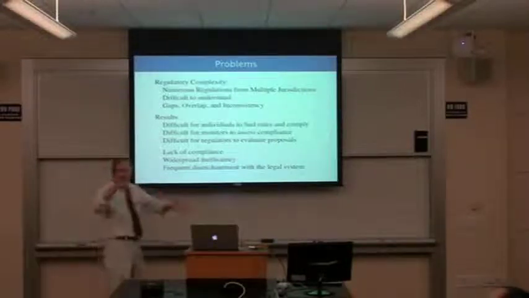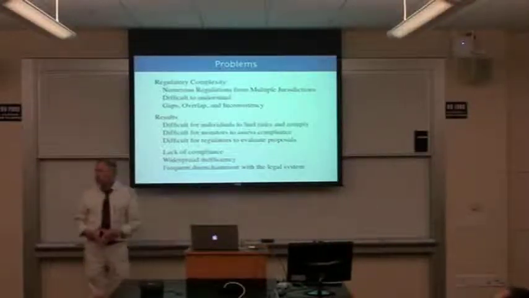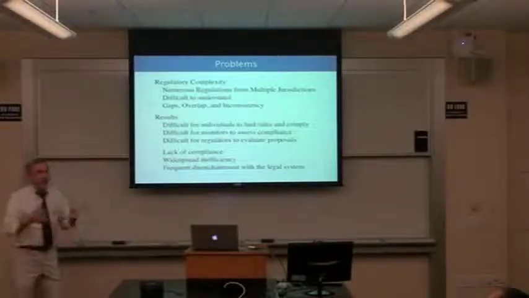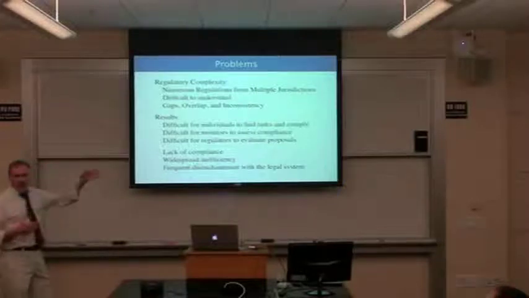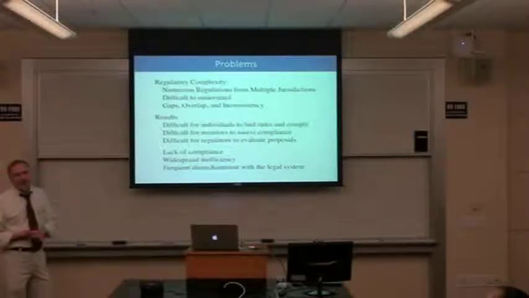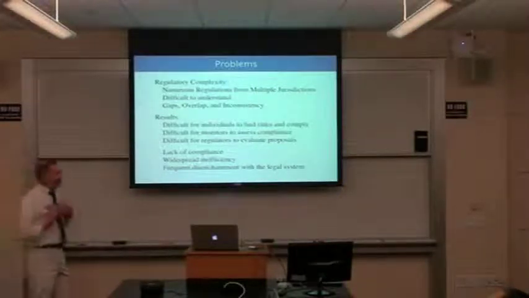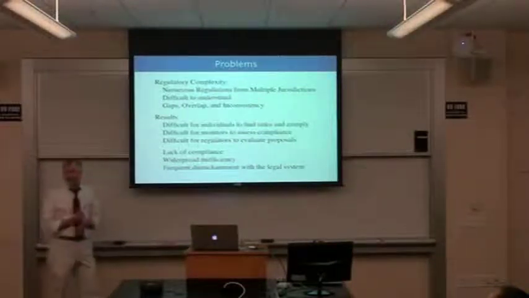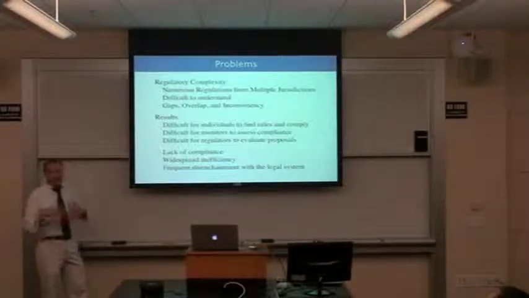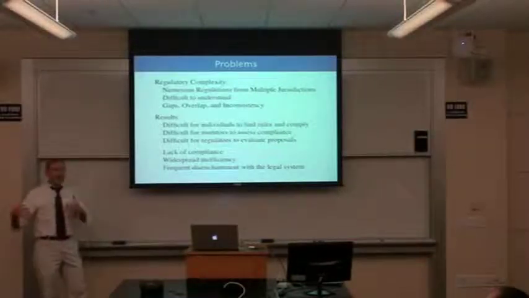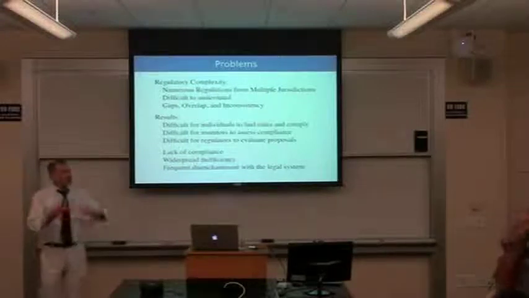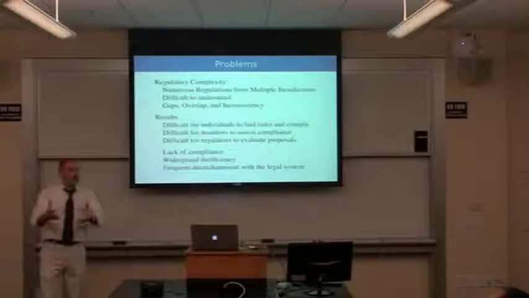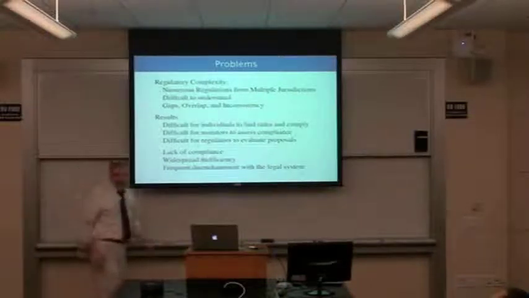Sometimes there are gaps, sometimes there's overlap, sometimes they're inconsistent with each other, all of which makes it difficult for people to find rules and comply, and it makes it difficult for monitors and regulators and everybody who's involved with the system. In my view, that has led to, in many cases, a lack of compliance, either voluntary or involuntary, mostly involuntary, and certainly inefficiency in the system, and in some cases, some sort of disenchantment with the legal system. They don't understand it, and it must be broken. So the question is, what can we do to fix this?